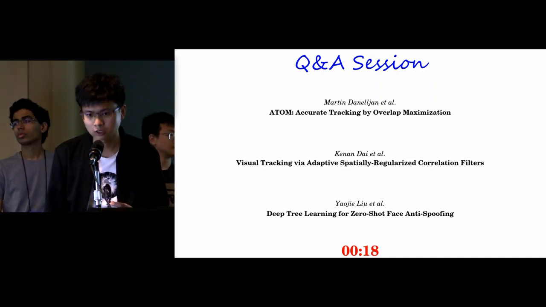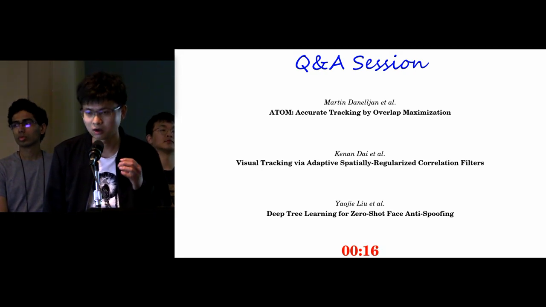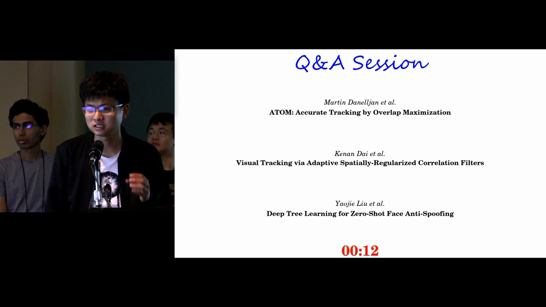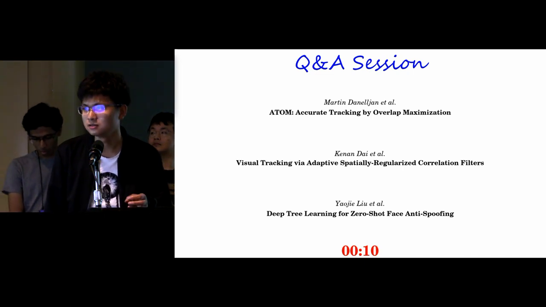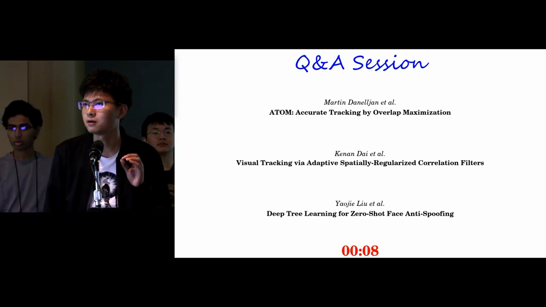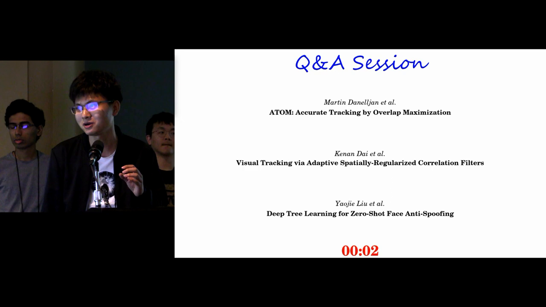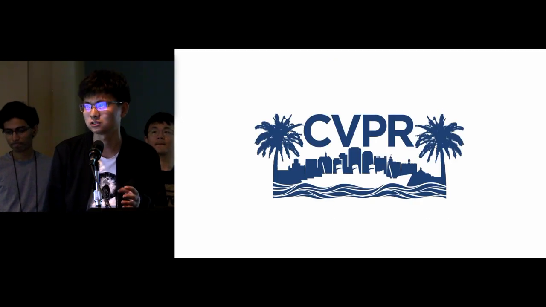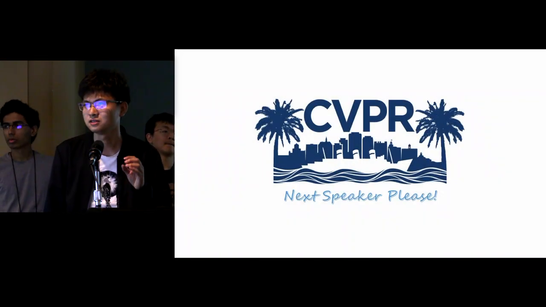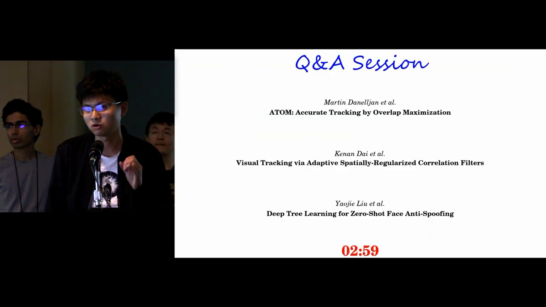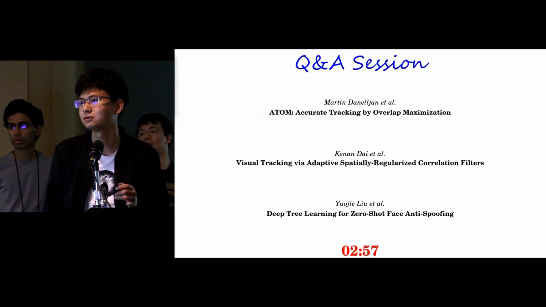We optimize the correlation filters and the spatial regularization at the same time. The spatial regularization can learn whether a part is the target or not. If it is the target, its penalization is very low. If it's noise, its penalization is very high.